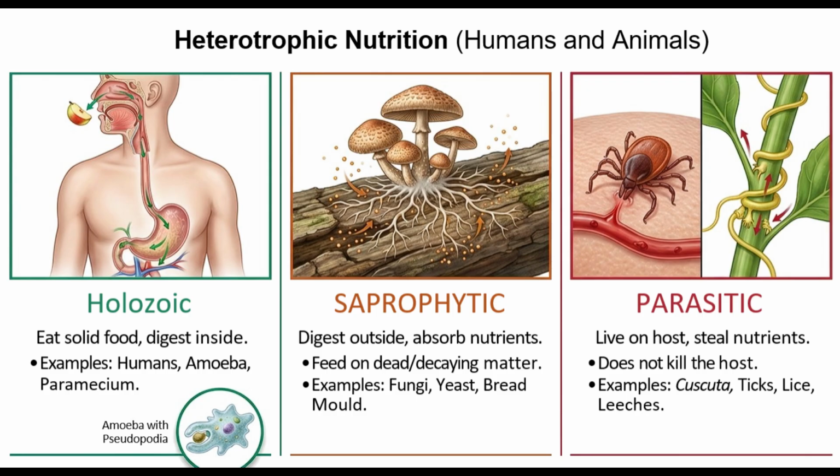Saprophytic nutrition. Then there are organisms like fungi, mushrooms, and bread molds that feed on dead or decaying organic matter. This is called external digestion because the food is broken down outside the body before absorption. Finally, we have the parasites, like the cuscuta plant, ticks, lice, and leeches. These organisms live in or on a host and take nutrition without killing the host. It's a one-sided relationship where the parasite benefits and the host is harmed.